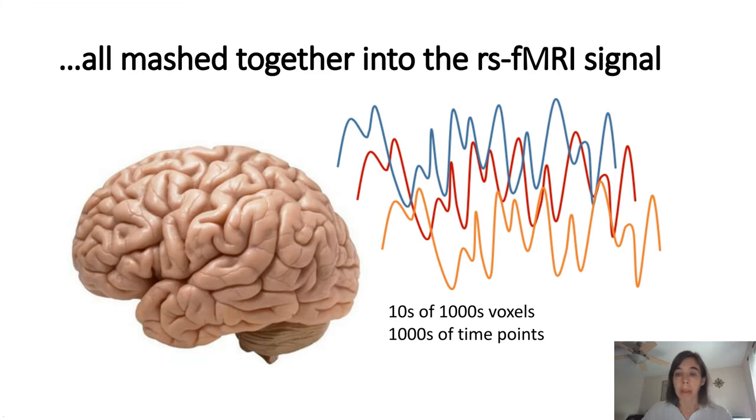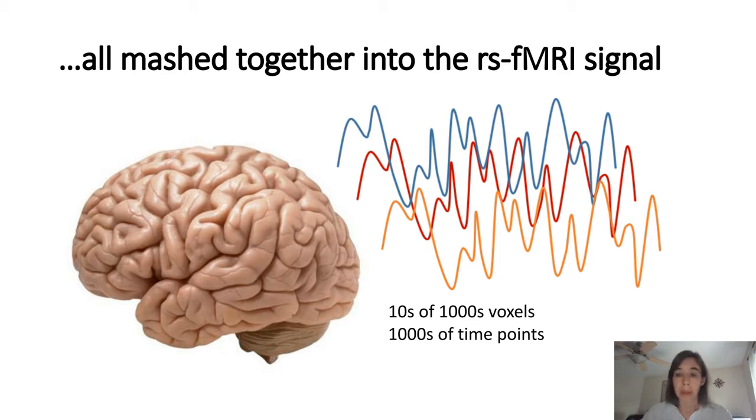So all of this stuff is mashed together into the resting state fMRI signal that we use to map functional connectivity. Now, we like fMRI because it does give you whole brain coverage, it's non-invasive, it has reasonable spatial and temporal resolution, even though it's not directly sensitive to neural activity. So we're getting this integrated and filtered signal that tells us something about what's going on with the neural activity inside the brain.